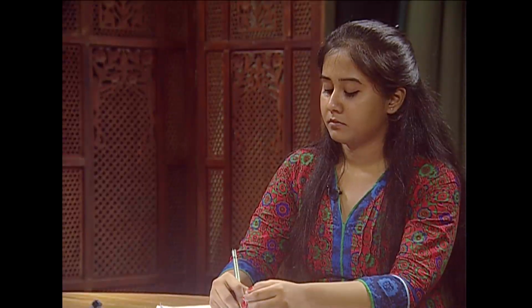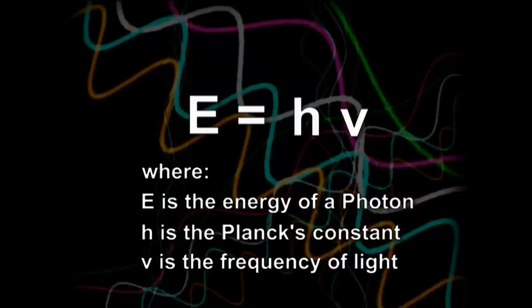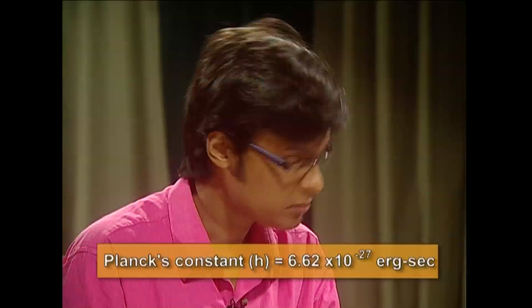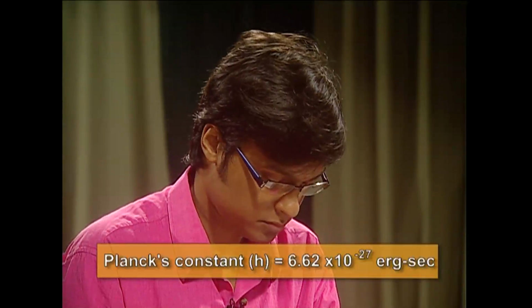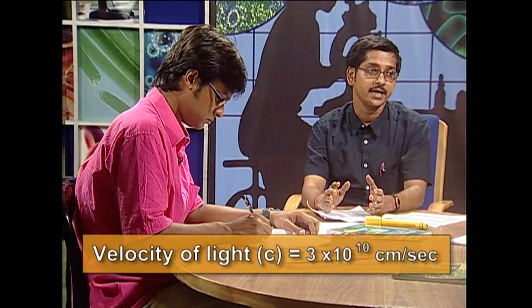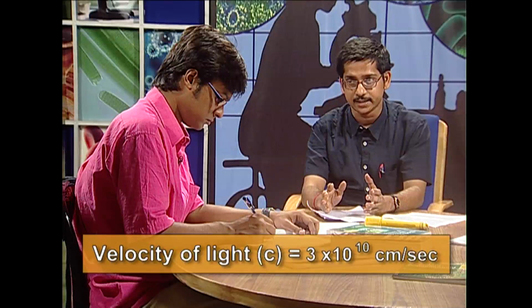Again, when we know the energy of each photon, if capital E is the energy of a photon, then E is equal to h nu, where h is known as Planck's constant and nu is the frequency. Combining these two equations, we can say that E is equal to hc by lambda, where h is Planck's constant, the value of which is 6.62 into 10 to the power minus 27 erg second, and c is the velocity of light in vacuum, which is 3 into 10 to the power 10 centimeters per second.